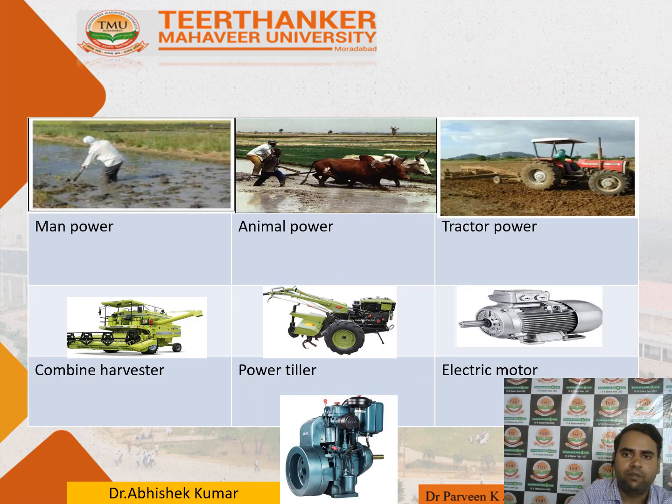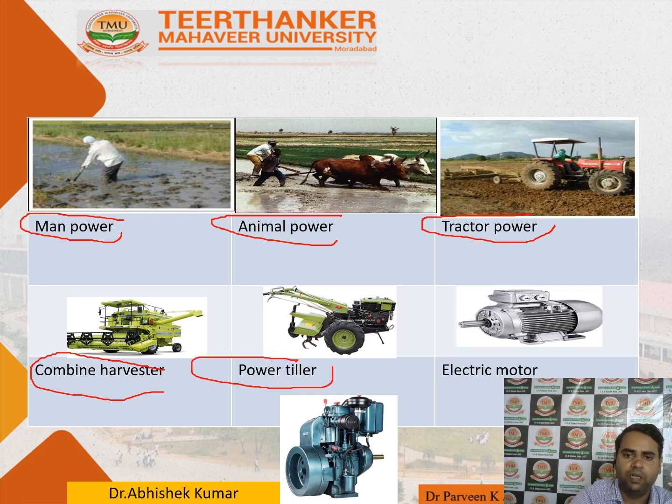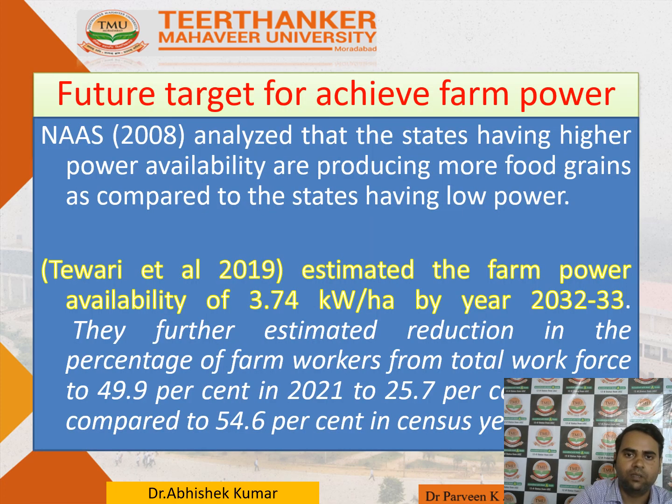Here the figure indicates the power utilized from different sources like manpower, animal power, tractor power, combine harvester and power tiller that are used for agricultural operations, electric motors that are used for irrigation purposes, and diesel engines also used for irrigation purposes.